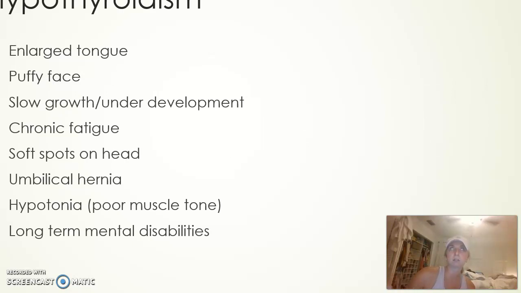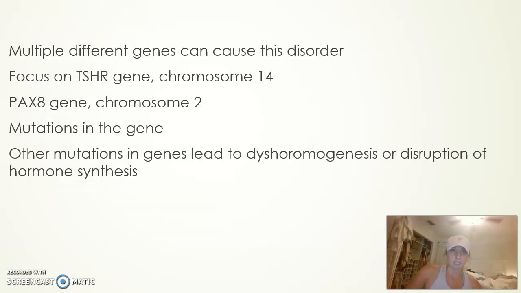There are some major characteristics of the disorder, as I already mentioned. We have the enlarged tongue, the puffy face, stunted growth, and underdevelopment. There's also chronic fatigue, the soft spots on the head, umbilical hernia, and hypotonia, which is poor muscle tone. You can usually tell because the muscles will be indented, and you look almost anorexic in a way. And in severe cases, if it's not treated, long-term mental disabilities. So it's definitely a significant disorder. The cause of this disorder is mutations in multiple different genes.